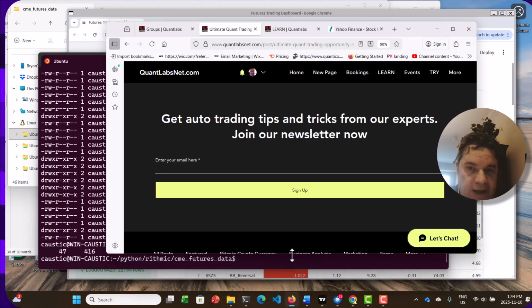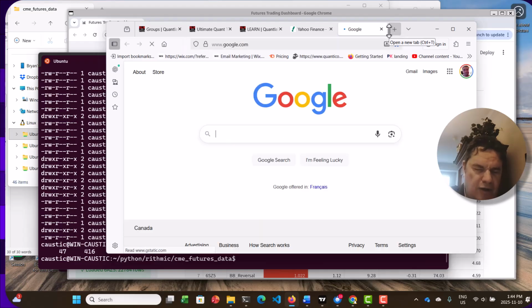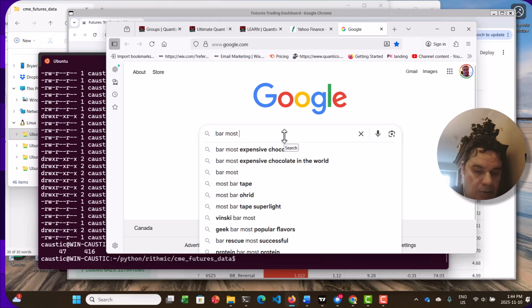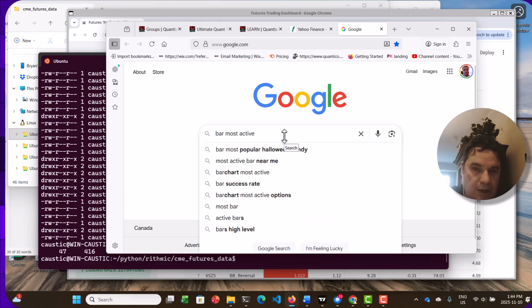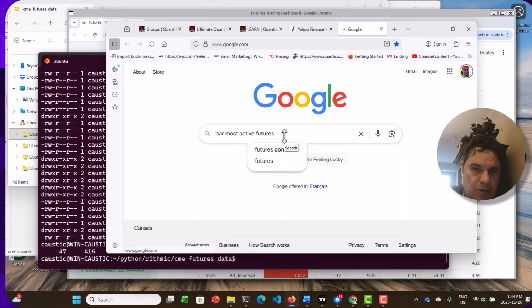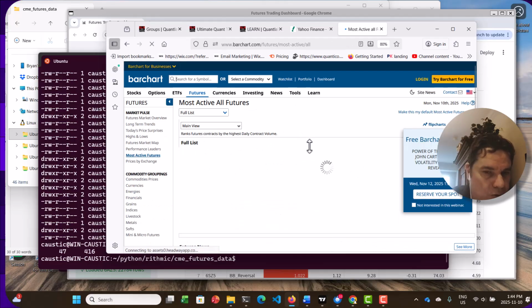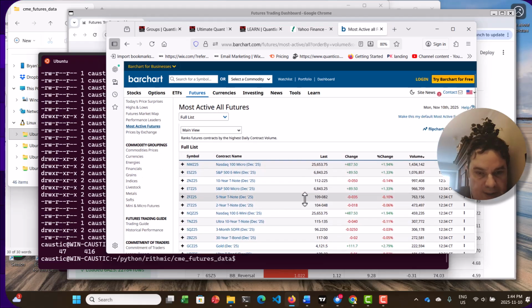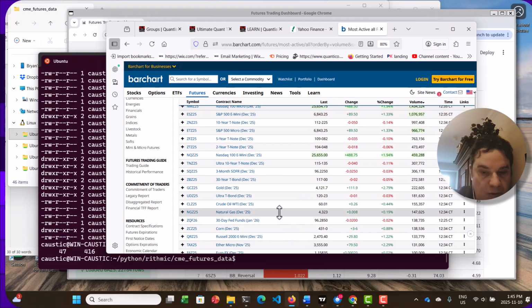One thing before I forget, if you want to know what's trading by volume, up or down, this is the trick I would tell you on Google. You just type in this keyword, most active futures or barchart most active all futures. One thing I want to highlight here is what's moving by volume. Okay. This is important to take note of. So here, you can see what's moving.